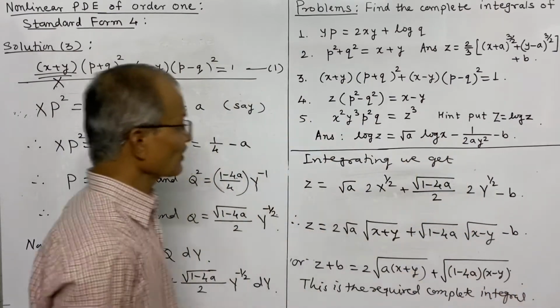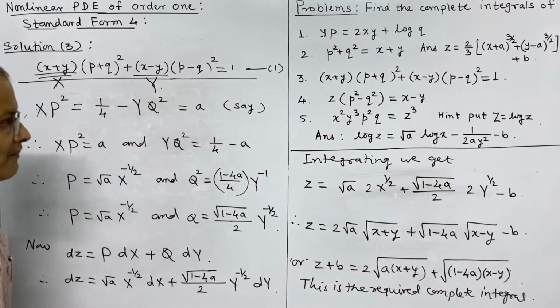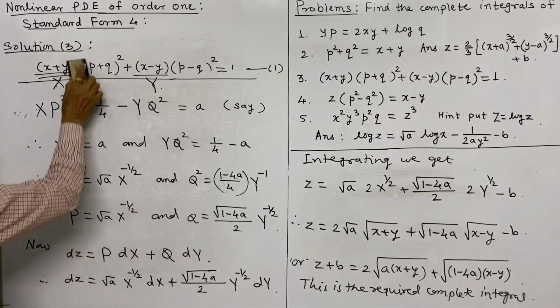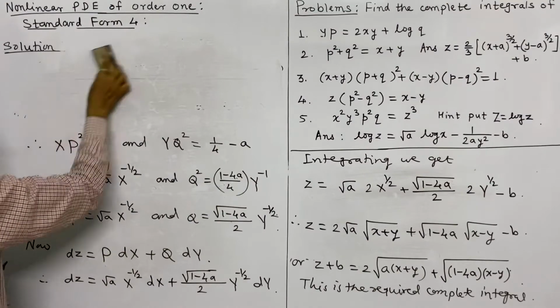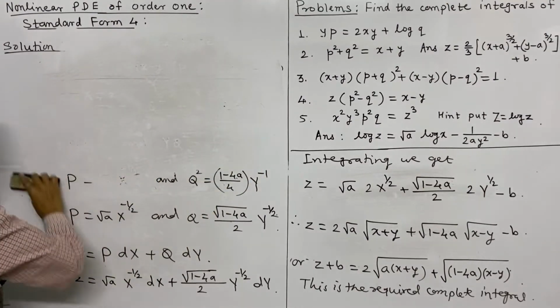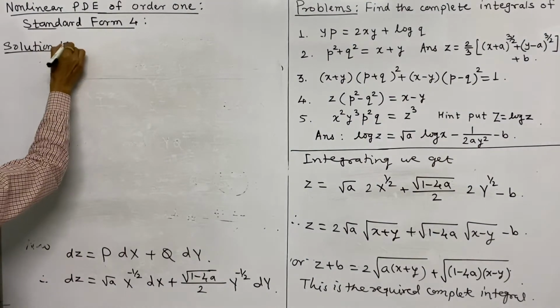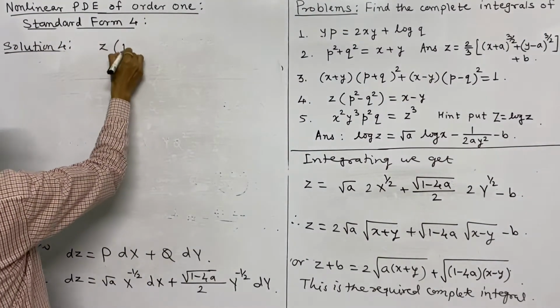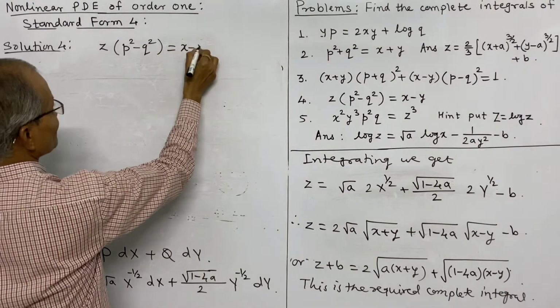And this completes the solution of the third problem. Yes, we have solved the third problem. Now the solution for the fourth problem. Solution of 4. The problem is z into p square minus q square is equal to x minus y.